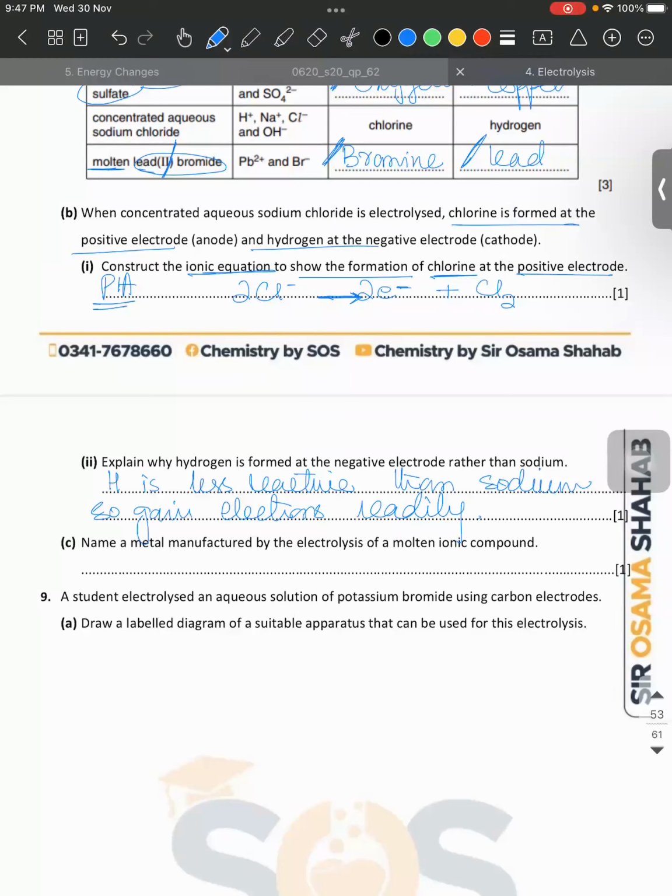Now name a metal manufactured by the electrolysis of molten ionic compounds. So you can say that aluminum, right? This is part of our syllabus. Is that clear, every one of you?